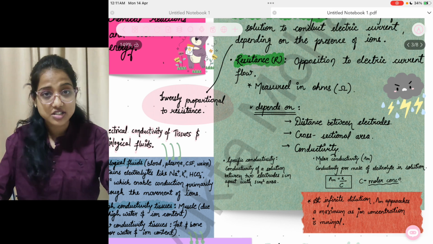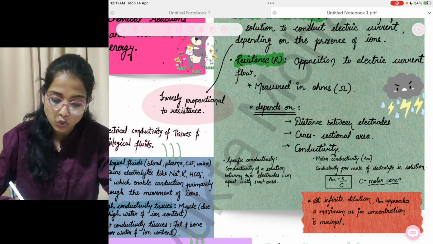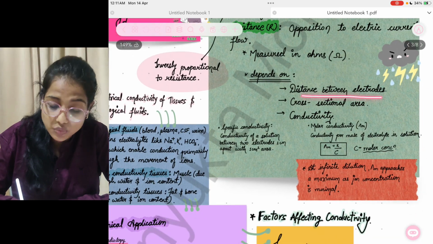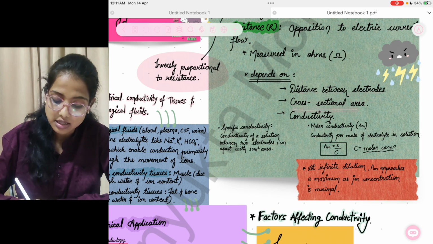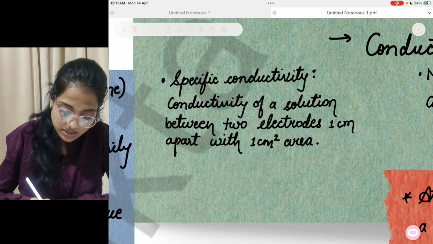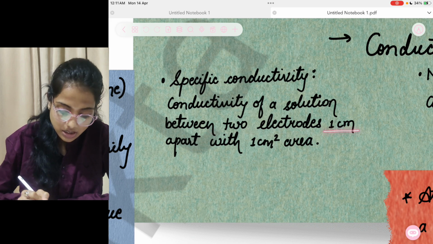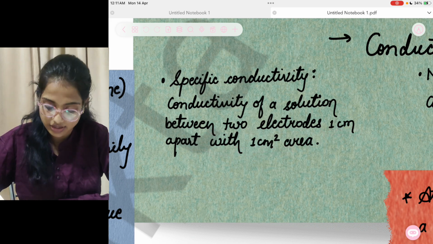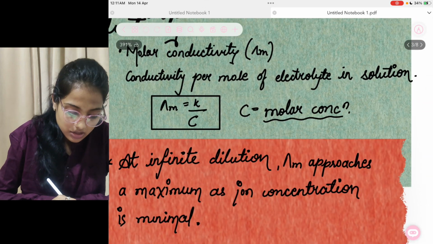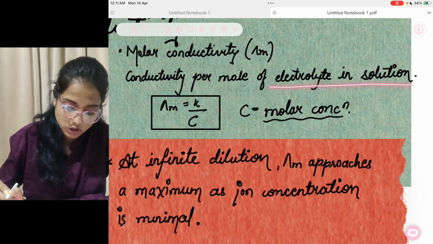Now resistance. What is resistance? Opposition to electrical current flow, and which is measured in ohms. Resistance depends on distance between electrodes, cross-sectional area, and conductivity. What is specific conductivity? Specific conductivity is the conductivity of a solution between two electrodes 1 centimeter apart with 1 centimeter square area. What is molar conductivity? Which is the conductivity per mole of electrolyte in solution.